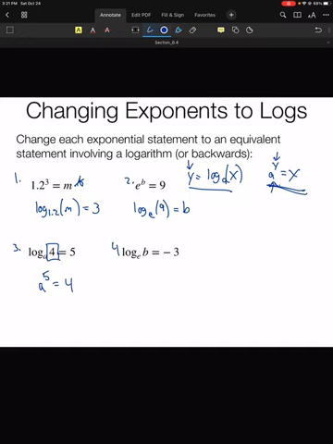Then in number 4, I can do the same thing. e is the base, so it becomes the base of the exponent. Whatever's on the other side of the logarithmic equation becomes the exponent of the exponential side, equals whatever's inside of the log, b. And so that's changing back and forth between exponents and logs.